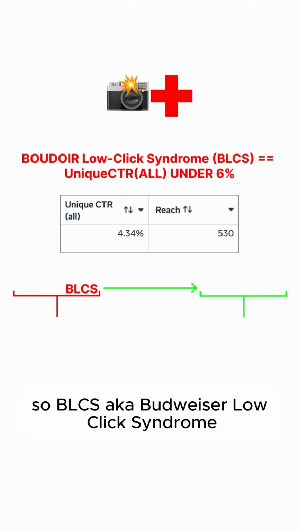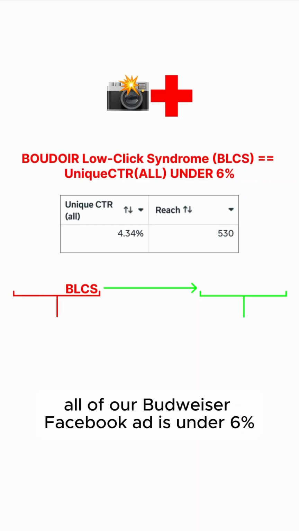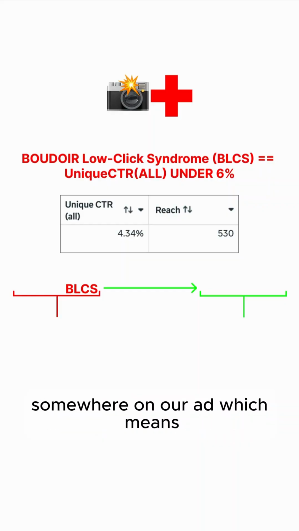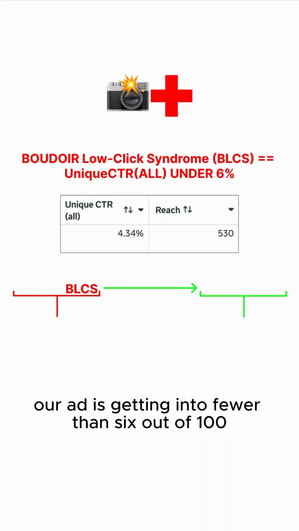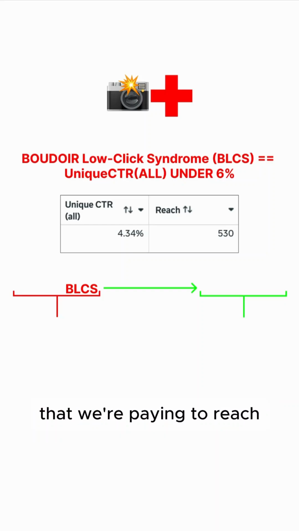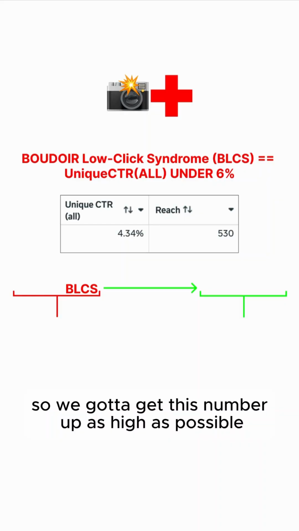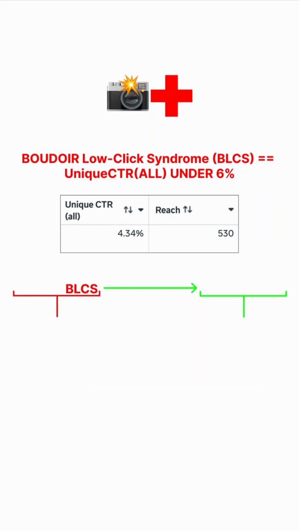So, BLCS, aka Boudoir low click syndrome, is when the unique CTR of our Boudoir Facebook ad is under 6%. This means fewer than 6 out of 100 women are clicking somewhere on our ad, which means our ad is getting into fewer than 6 out of 100 women's brains, which means fewer than 6 out of 100 women that we're paying to reach have even a non-zero chance of actually buying from us. So we've got to get this number up as high as possible to get our ads into the maximum number of women's brains as possible.